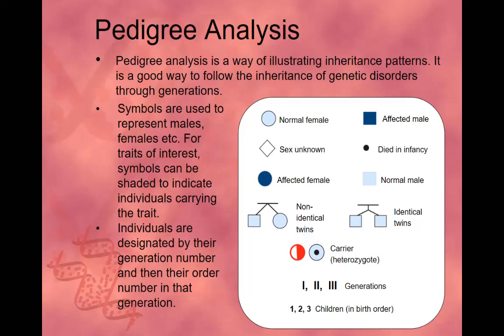Then we try, and we'll talk more about this when we get examples later on, to number the children in birth order. And for this, we typically go from left to right, and we use Arabic numerals, 1, 2, 3, as you see here. So individuals are designated by a combination of their generation and their order of birth. So you would have something like Roman numeral 2-2. So that would be generation 2, individual number 2. And that's how we signify or designate a particular individual.